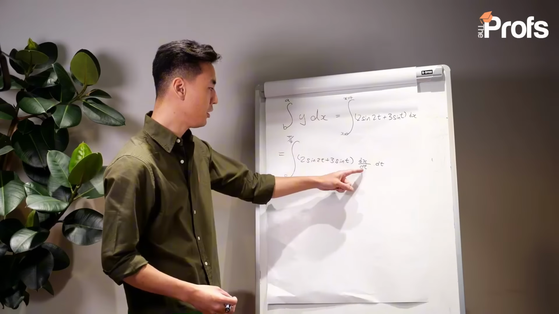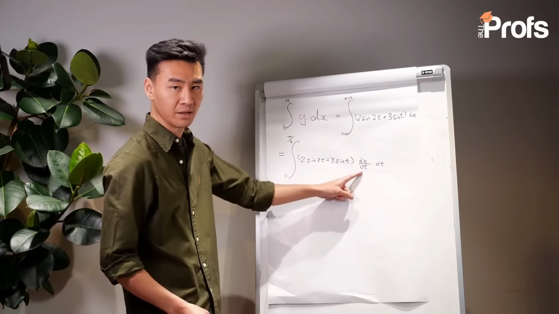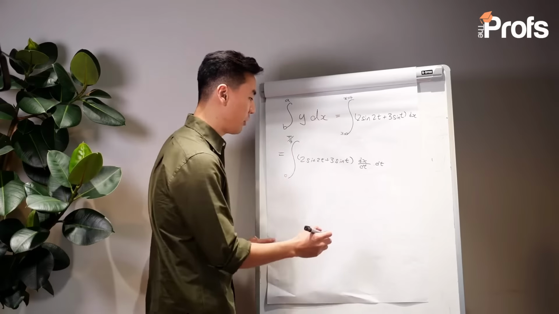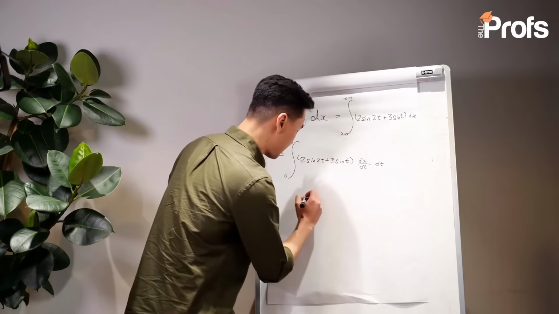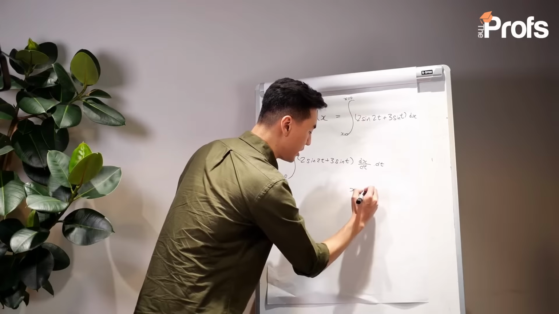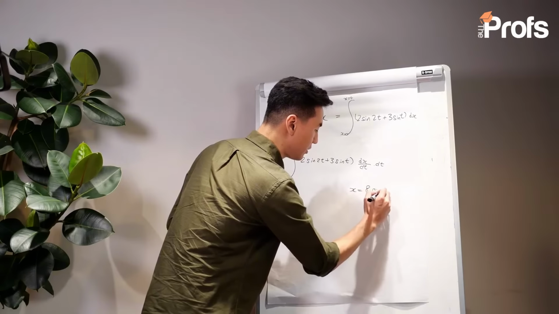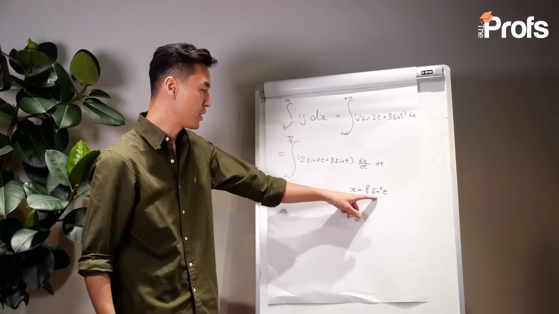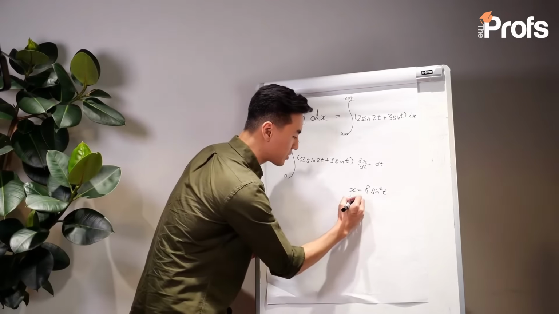The next thing we have to do, of course, is to put in this dx/dt, which means differentiate the x equation. Recall what the x equation was: x is equal to 8 sine squared t. So when we differentiate this, we will get dx/dt.